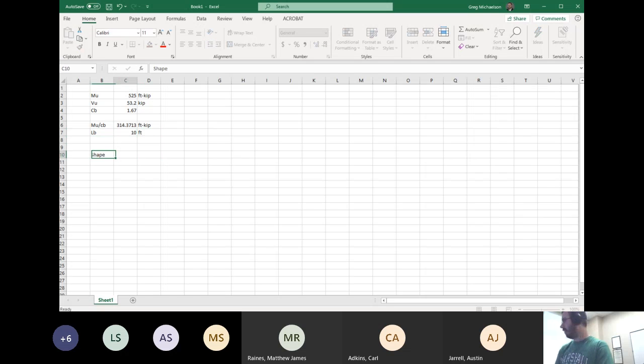All right. So first thing I want everybody to do, I want you to tell me the first shape that you find that meets these requirements. I'm going to give everybody a sec on this, but I want you to find the first section that you can that meets these requirements. So we're going off of those two values right there.